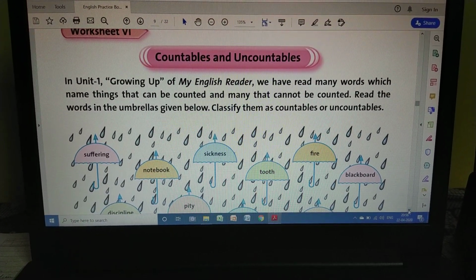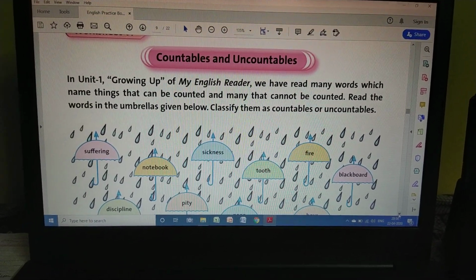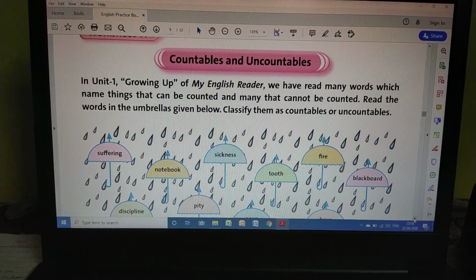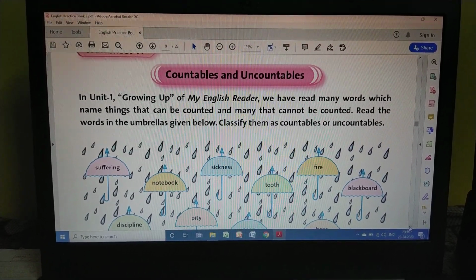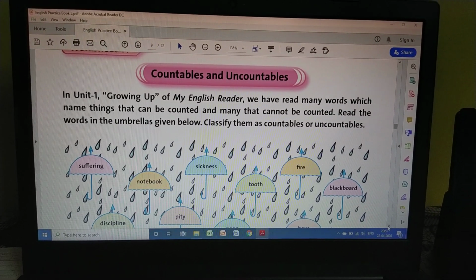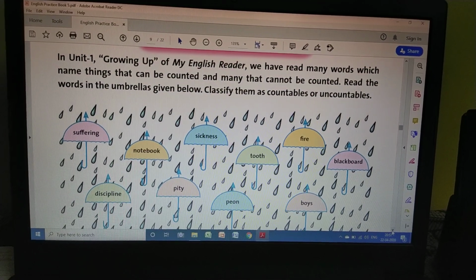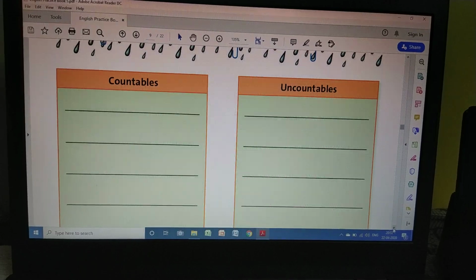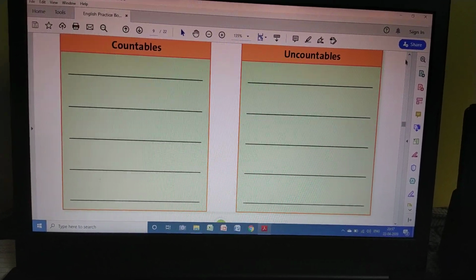In Unit 1, Growing Up of My English Reader, we have read many words which name things that can be counted and many that cannot be counted. Read the words in the umbrellas given below, classify them as countables or uncountables. Now, here, if you see, there are certain words which are given in the umbrellas. Okay, you have two boxes here where you need to write the countables and uncountables separately.